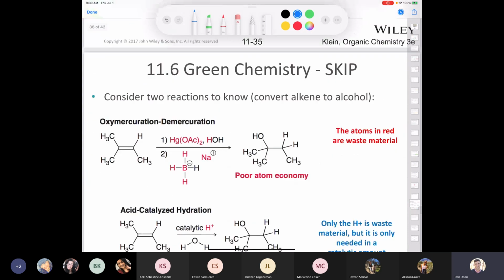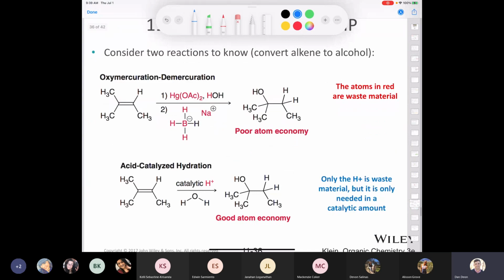Let me show you what I mean. If you take a look at these two ways to make an alcohol, right? And this is what I just referred to. We could either use oxymercuration, demercuration. It's a great reaction, but it's got a poor atom economy. If you think about all the reagents, the only thing from the reagents that ends up in the product is this little hydroxyl and this proton. That's it. Whereas everything that's in red, where does that go? Down the drain. That is waste, my friend.